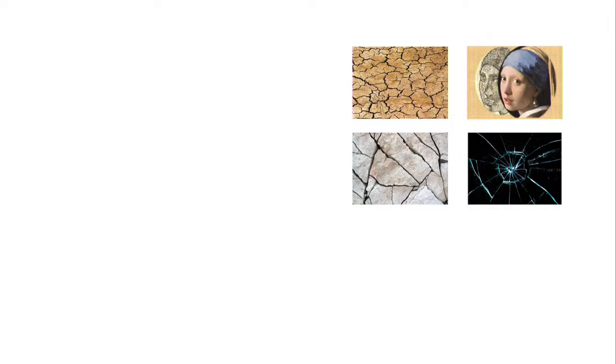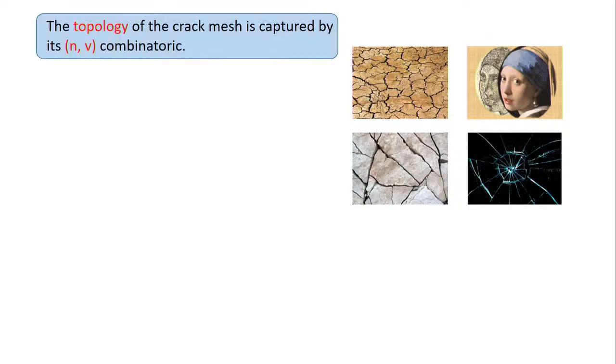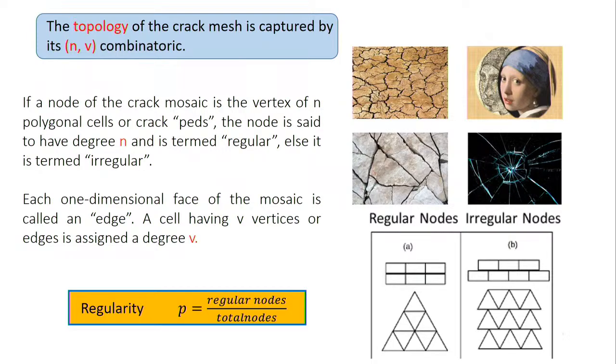So they all crack, the crack networks look different. So the point is, how would you classify a crack network? One could speak of topology, which speaks of connectedness of the crack network, and you could sort of encapsulate it in what we call an N-V combinatoric. What is N? So if there is a node in a crack mosaic, then the vertex of N polygonal cells or crack beds, then that node is said to be of degree N and is termed regular. I will explain.